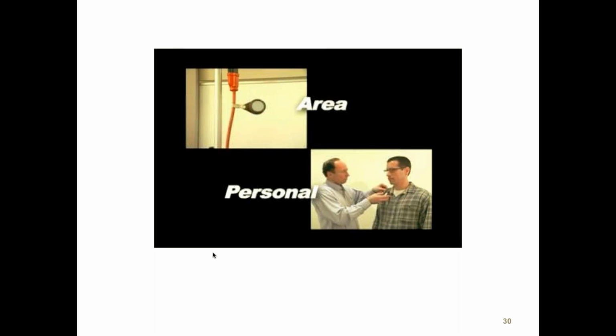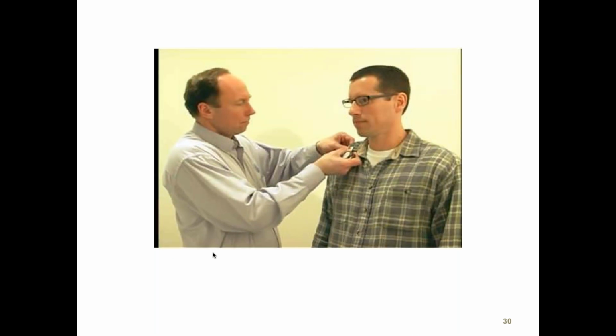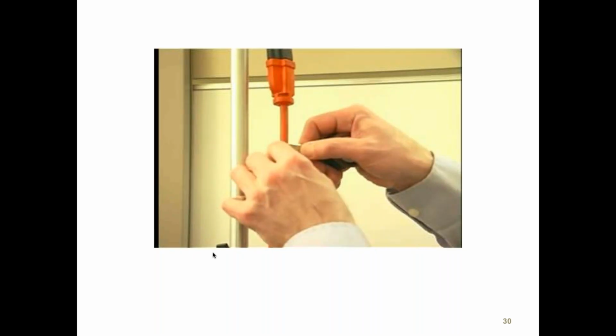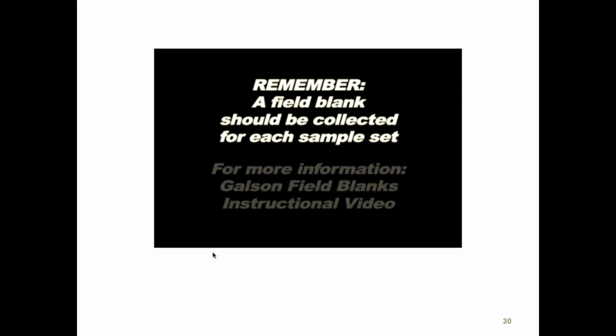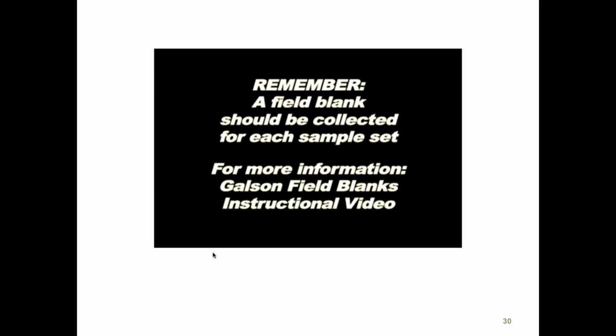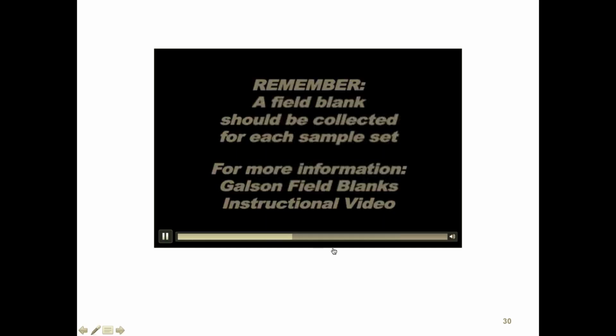The OVM can be used as an area or personal sampler. For personal sampling, attach the monitor near the employee breathing zone. When used as an area monitor, hang it somewhere away from walls, corners, tabletops, or other regions where the air movement in the room may be limited. Remember, a field blank should be collected for each sample set and should accompany the monitor during all periods except actual sampling. For more detailed information, watch the Golson Field Blanks instructional video.